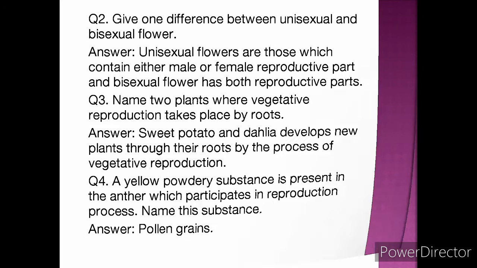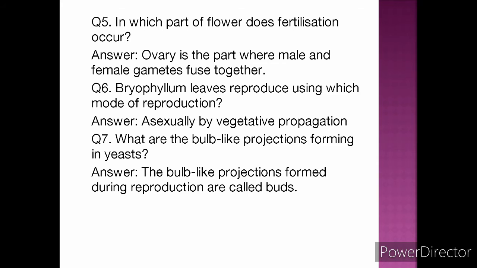Next, question number 5. In which part of the flower does fertilization occur? You have to just name that part, and that is the ovary. Now sixth question is, Bryophyllum leaves reproduce using which mode of reproduction? So it is the vegetative propagation method only. It is done asexually by the vegetative propagation method.